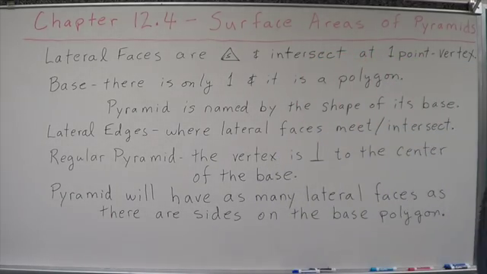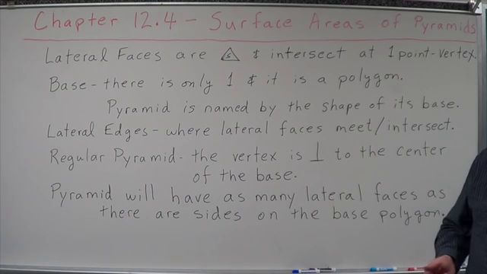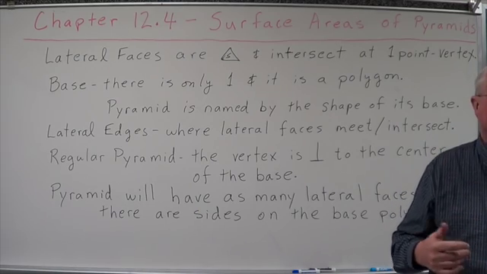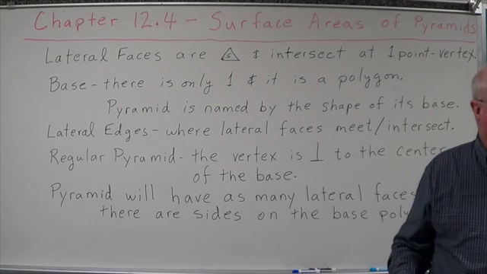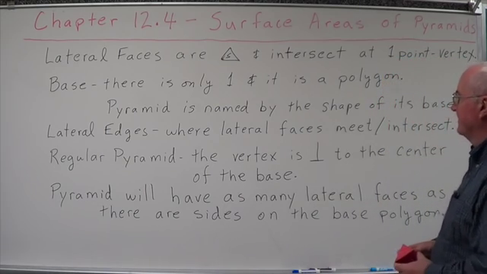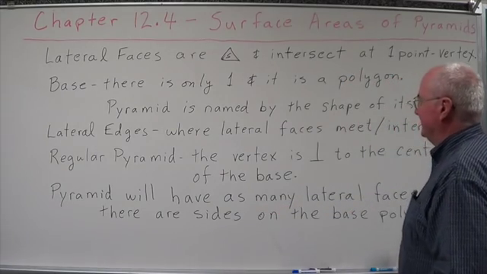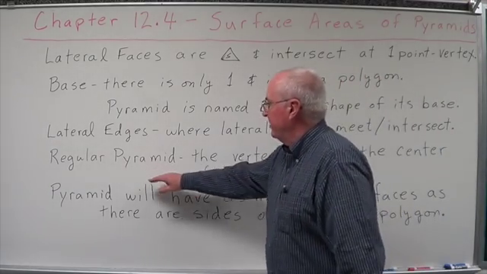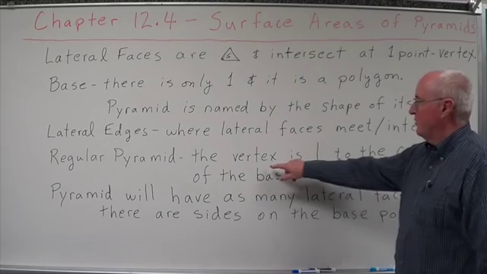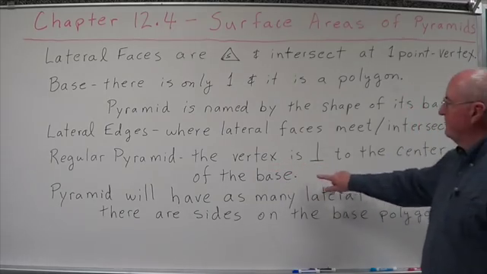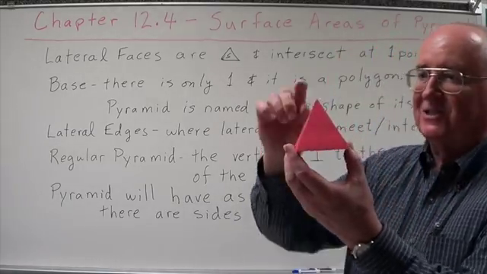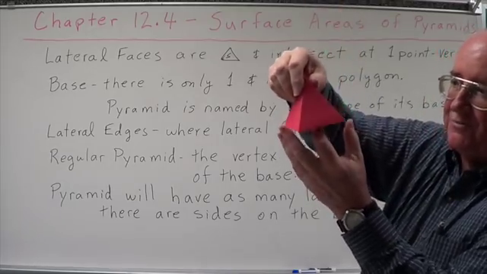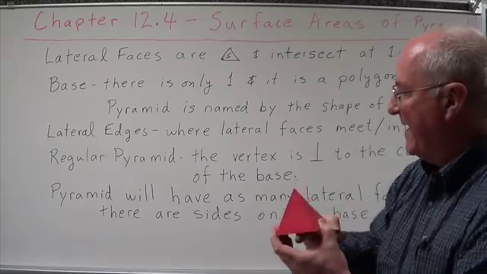How about a pentagonal pyramid? Its base has 5 sides, so it would have 5 lateral faces. An octagonal pyramid would have 8 sides, 8 lateral faces. A pyramid will have as many lateral faces as there are sides on the base polygon. Let's talk about a regular pyramid. The vertex of a regular pyramid is perpendicular to the center of the base. Basically what that lets us know is this vertex is directly over the center of the base. If I draw a line straight to the center of the base, it's going to be perpendicular to that base.